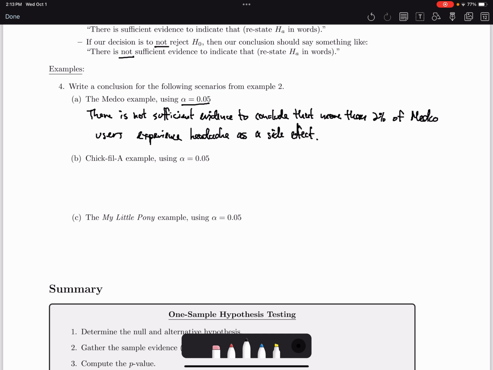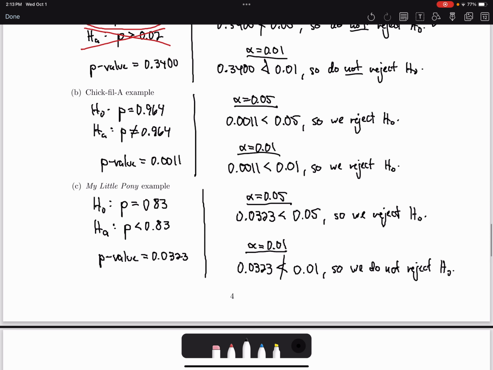Okay, part B, Chick-fil-A example using 0.05. So for Chick-fil-A at the 0.05 level of significance, we decided that we would reject the null hypothesis, okay? So here we're saying, okay, we are going to reject this hypothesis. That means that there is sufficient evidence to support the alternative, right? There's sufficient evidence to say that the accuracy rate at this local Chick-fil-A is different from the accuracy rate of the national average, I guess.